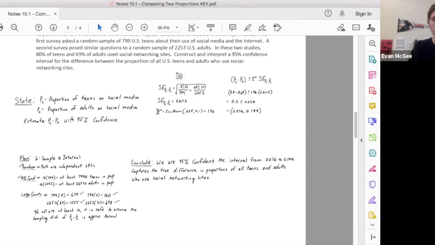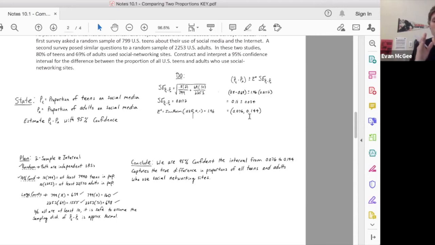We have inverse norm. So if it's 95%, you've got the middle 95%. So that means there's 2.5 below and 2.5 above. So the 2.5th percentile would be 1.96. That should be familiar to you. And then we just simply plug in our values. Our sample from teens was 0.8. Our sample from adults was 0.69. Critical value is 1.96. And the standard error, which was right here, we're just plugging that in. So then we get our confidence interval from 0.076 to 0.144.